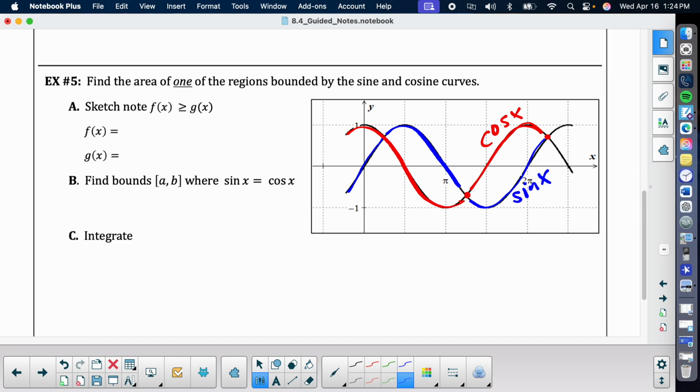If we would have chosen the first section, it's obviously just swap. And if you weren't sure, remember you could always just plug a number in and find out. Okay, so we are going to take the integral of cosine minus sine. But the main thing we have to figure out is right here.